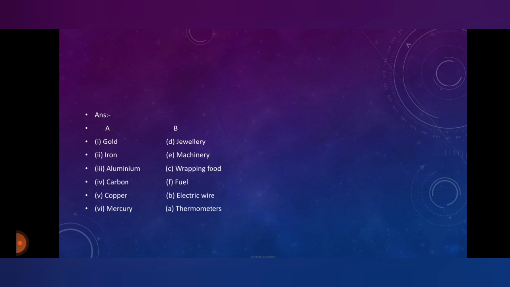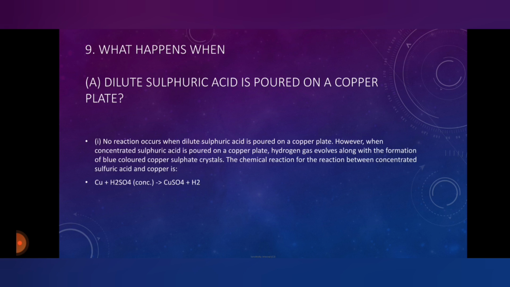Second iron, answer is E, machinery. Third aluminium, C, wrapping food. Fourth carbon, F, fuel. Fifth copper, B, electric wire. Sixth mercury, A, thermometer.